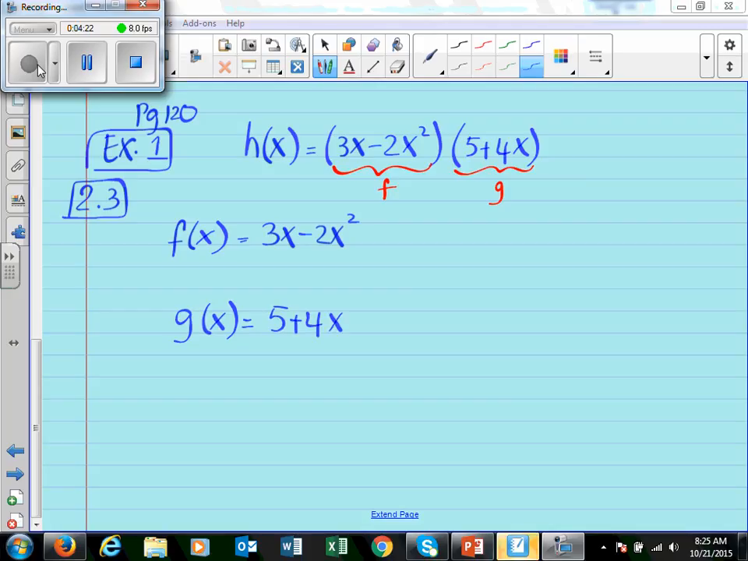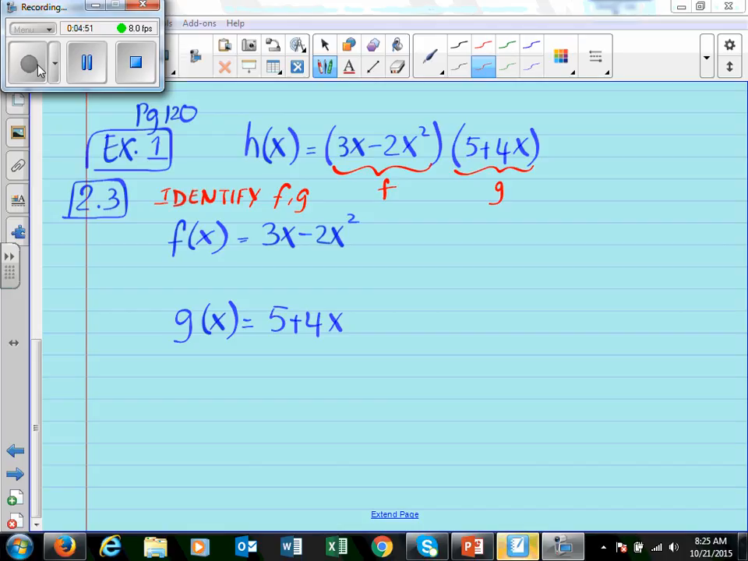So step one, I'm identifying f and g. With the product rule, it doesn't matter which is which. But with the quotient rule, for the numerator, it matters. Here we usually just stick to the first one. The second step is to find the derivative.